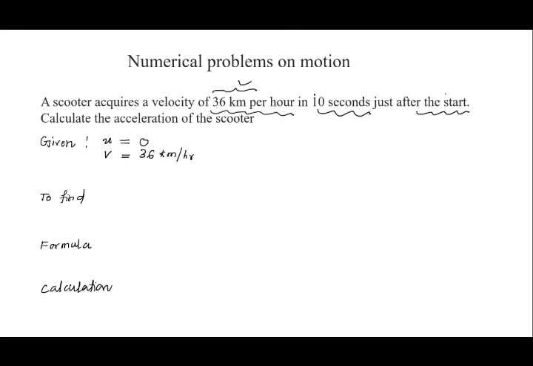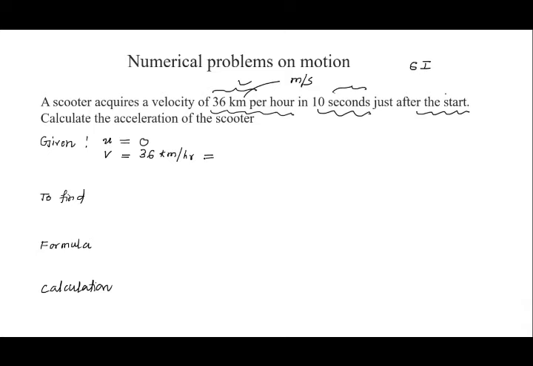But wait, time is given in seconds. So it is always better to have all the units in the standard international system, the SI system. And what is the standard unit of velocity? Meter per second. So we have to convert this into meter per second. Please refer to the previous problem. There also we had done the same thing.